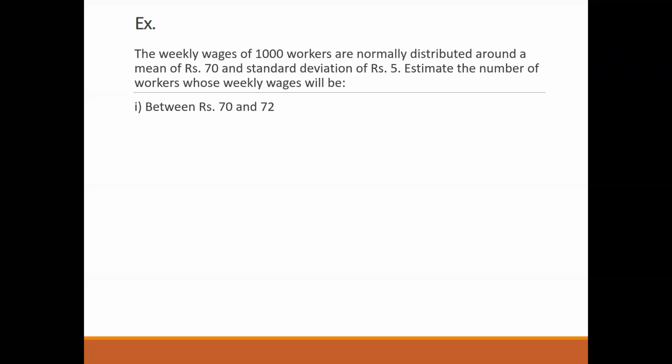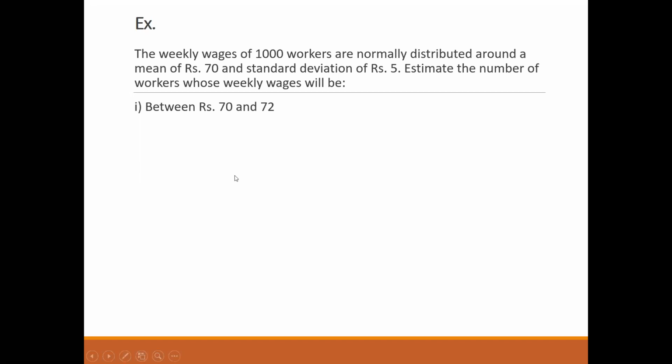Now we cannot divide the people in half, like 0.4. So approximately it will be 155. So I can say that there are 155 workers who get the weekly wage between 70 to 72 rupees. It makes sense now? Okay, the second question.